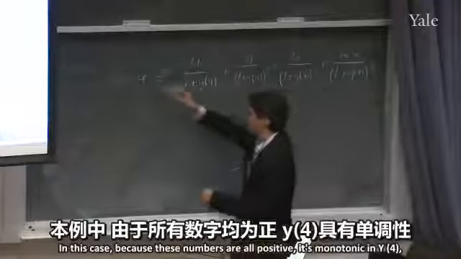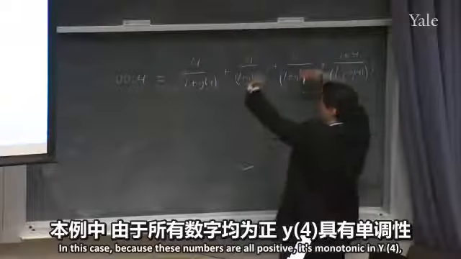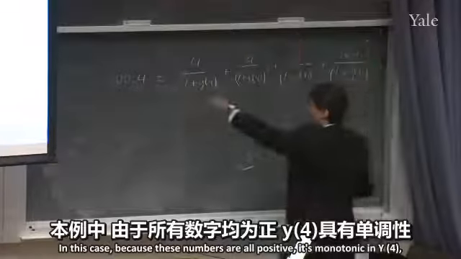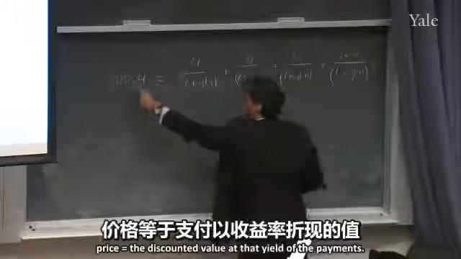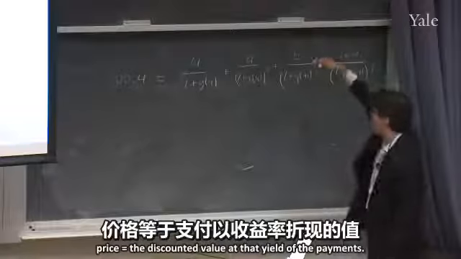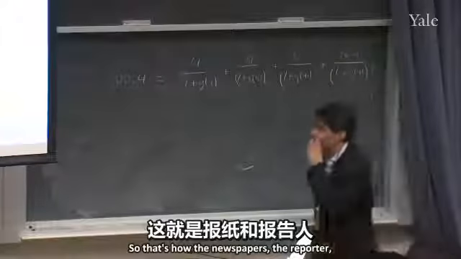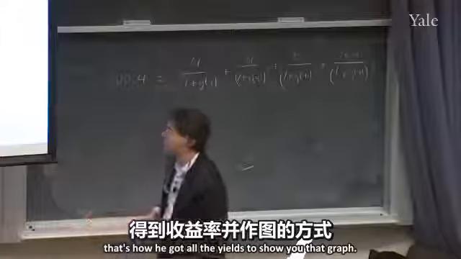Okay, and then in this case, because these numbers are all positive, obviously it's monotonic in y of 4, so there's a unique y of 4, which you can use to solve this equation: price equals the discounted value at that yield of the payments. Okay, so that's how the reporter got all the yields to show you that graph.